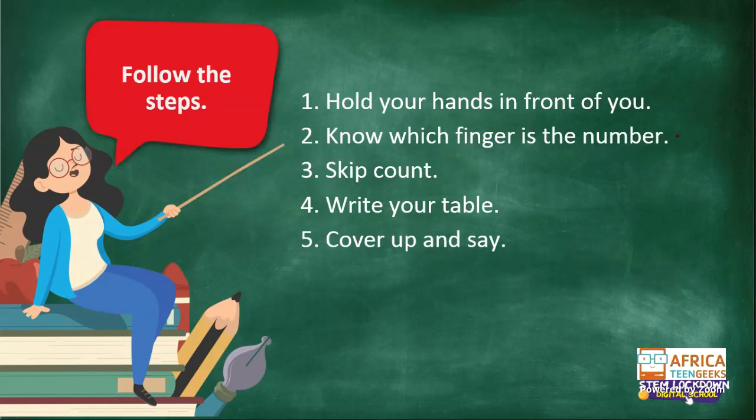Then you are going to write down your table. Remember now that the number for your finger is on top of the finger. And now that you are going to write the answer, you write it in the finger. And then the last step is you are going to cover it up and say it. It helps you remember easily. Well, that's our 5 steps to learn the 3 times table.